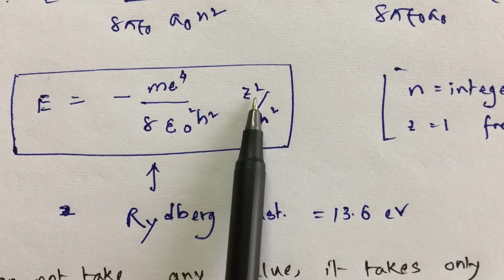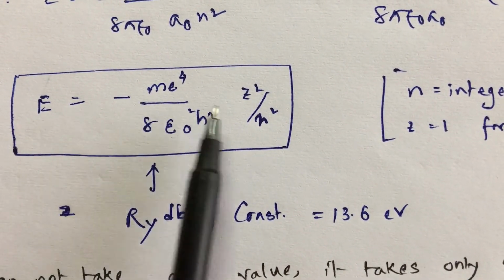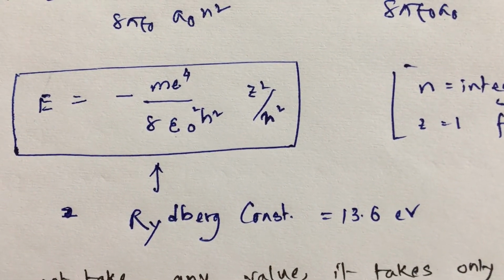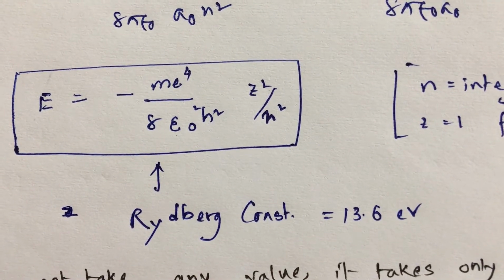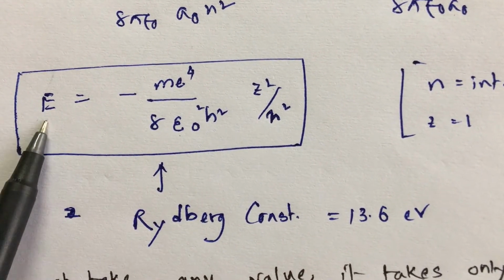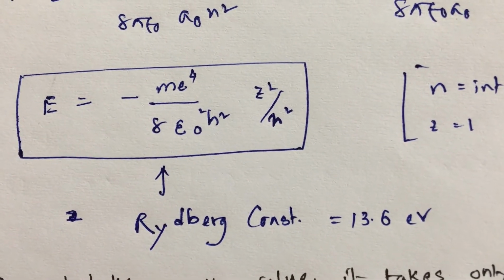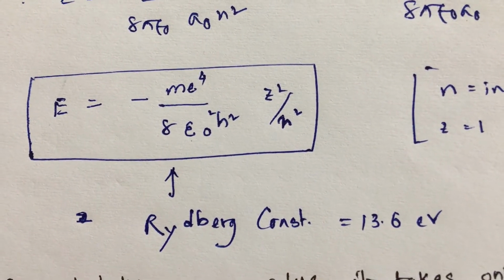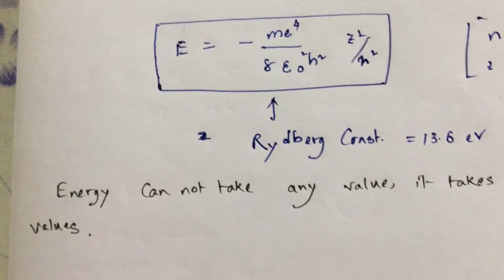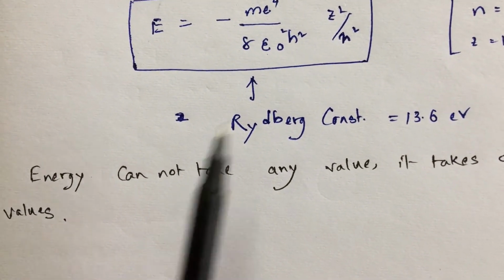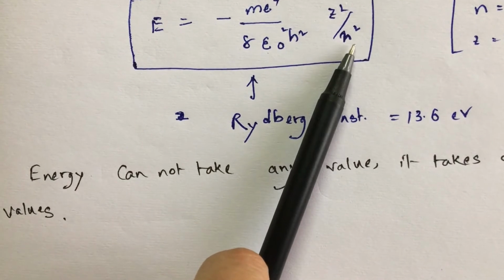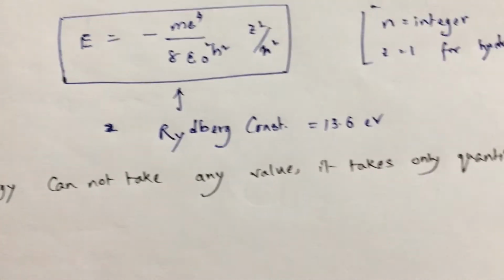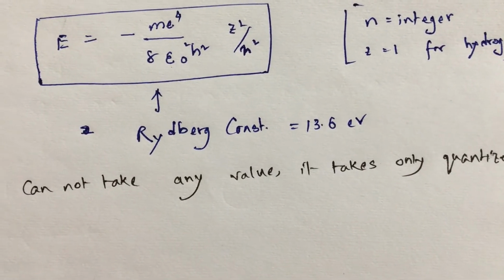If I put Z equal to 1, I get the energy, and if I put n equal to 1, 2, 3, etc., then I can find the different energy values for electrons orbiting at different orbits around the nucleus. So a very important thing we came to know is that energy is also quantized because of this n value. Energy cannot take just any value whatever I wish. It takes only some quantized values.